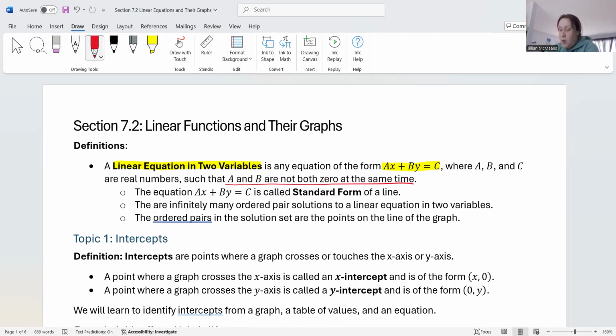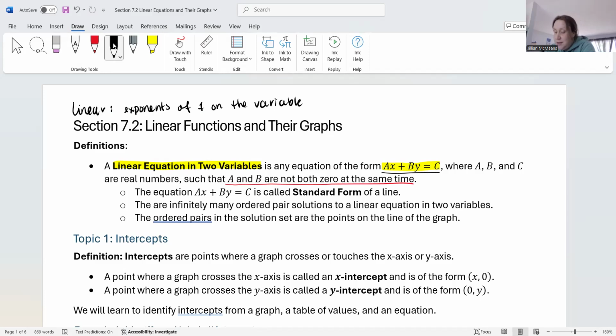Now, what I want to remind you of is that when we're talking about these equations, whether in one variable or two variables, linear means exponents of one on the variables. So that's what we mean by linear. And notice here, in the format ax plus by equals c, x and y have exponents of 1.